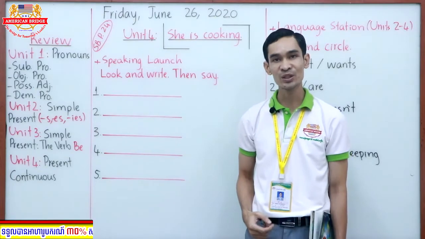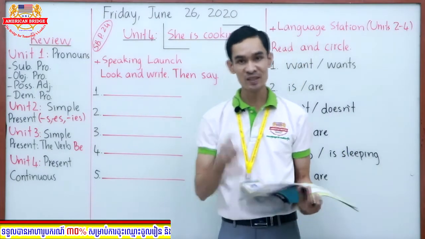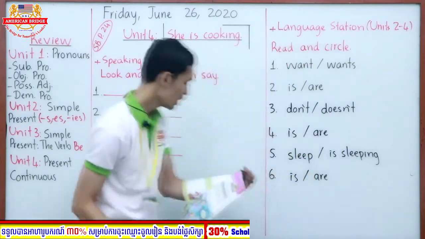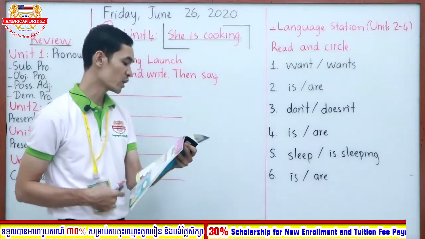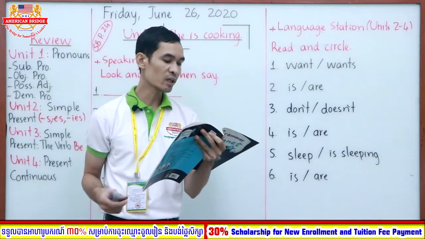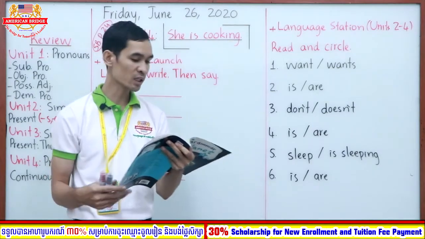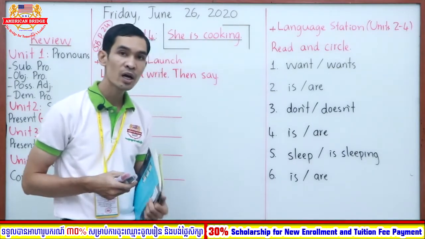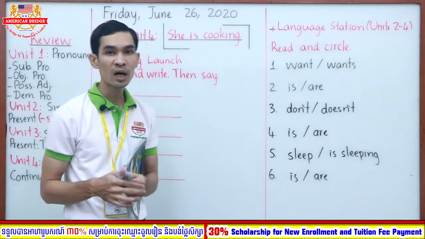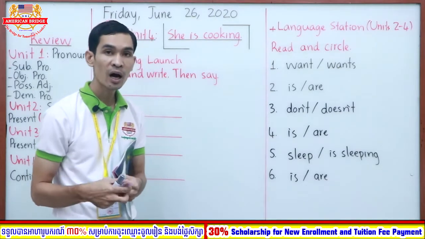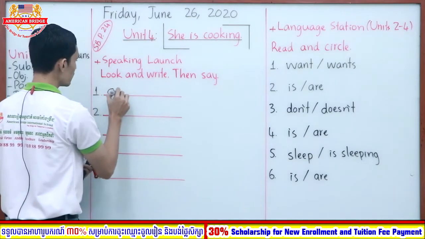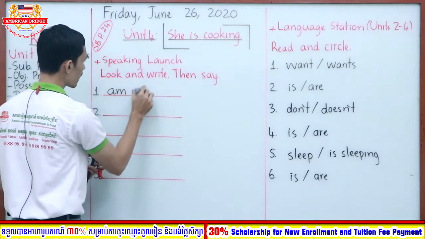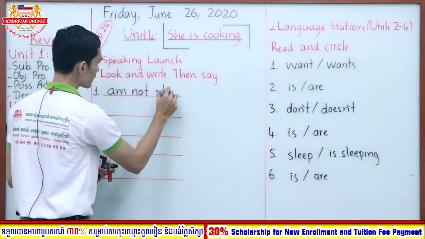Finish? Good job. Okay, so now let's check your answer with me. Number 1, look at affirmative first. I'm studying English. And about negative, how do you change to negative? I am not, right? Good. Am not. So here you put am not studying, right?